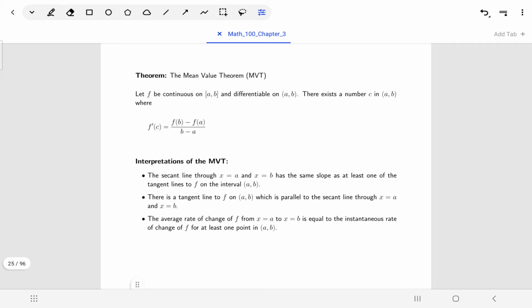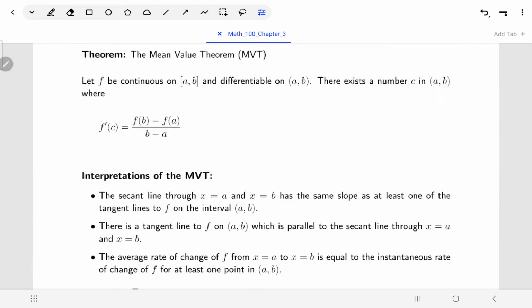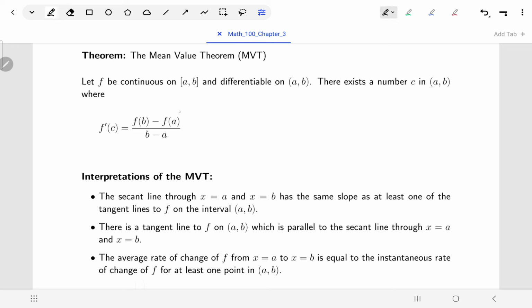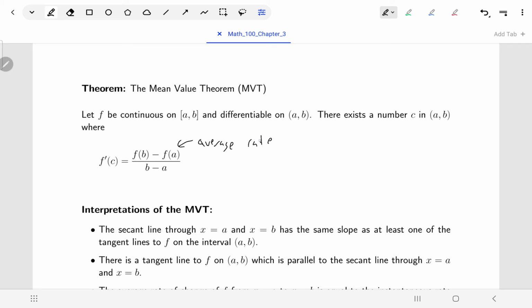So no matter what f of a is and what f of b is, we're guaranteed the following: there's going to be a number, at least one of them, inside of our interval where f prime of c is equal to that value we've got there. And of course, we know what that is. On the right-hand side of that equation, this is the average rate of change over the interval from a to b. And f prime of c is the instantaneous rate of change.